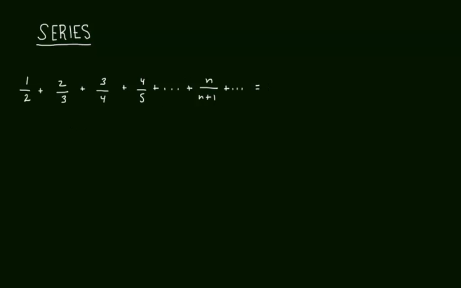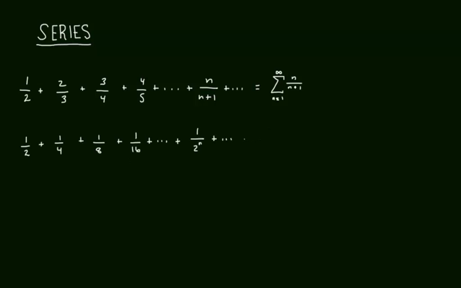Now, like a sequence, a series can be summarized using other notation. The sigma is the sum, and if I add up all the terms n over n plus 1, starting with an index, in this case my index is 1, to infinity, that also represents the infinite series.